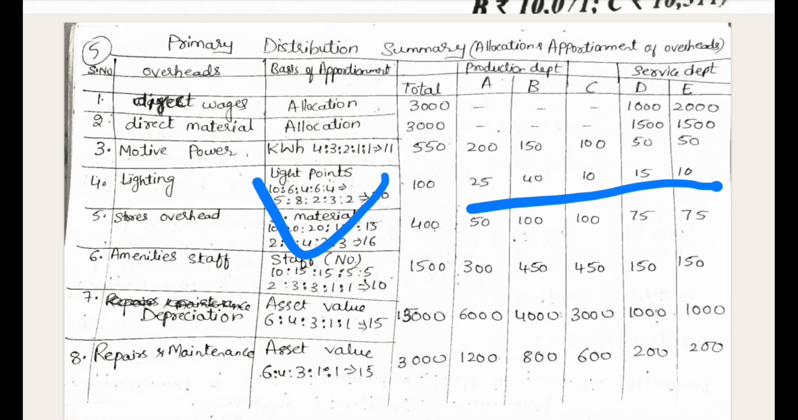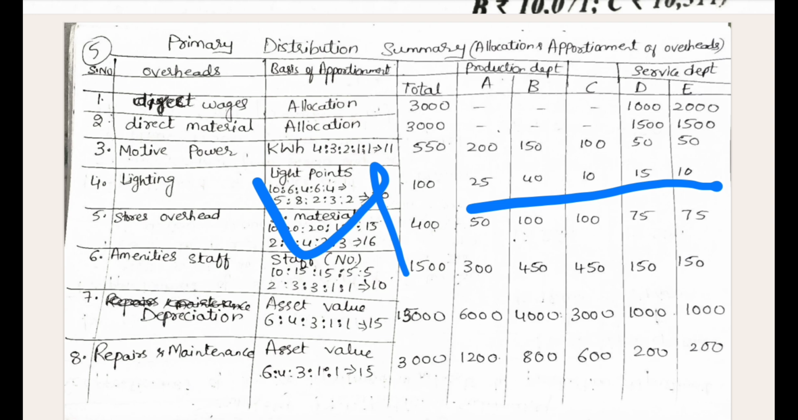After first, these 4 columns are fixed. After that, based on the question, we have to draw the columns. So first observe in the question how many departments are there, and according to that, draw the columns. Production departments, whatever the names are given, A, B, C. Service departments D, E, write on that. It's clear, no? Now I have already cleared direct wages to you.